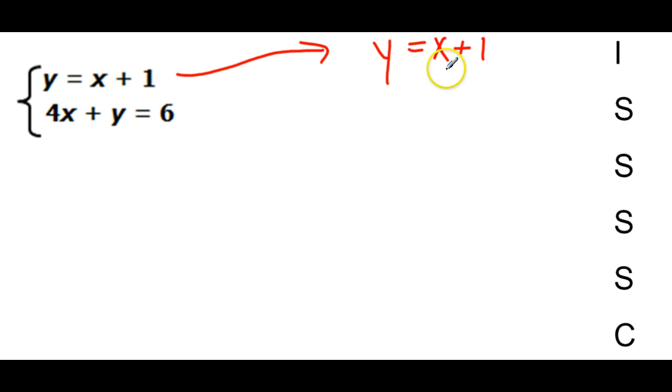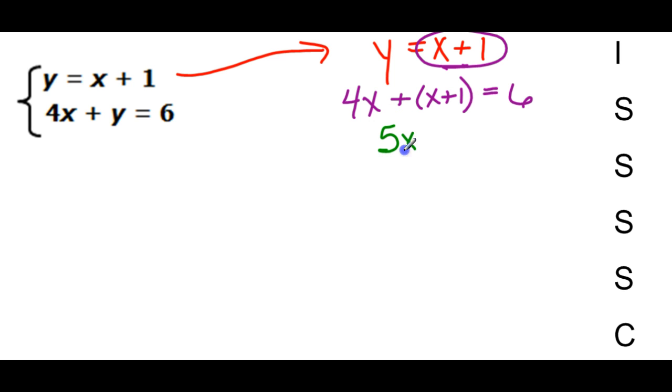Step 2, substitute x plus 1 in place of y in the second equation. So that's 4x plus, the y comes out, this x plus 1 goes in its place, is equal to 6. Now let's solve. These parentheses were just to show you that that whole entire x plus 1 went in place of the y. So now this is going to give me what? 5x plus 1 is equal to 6.